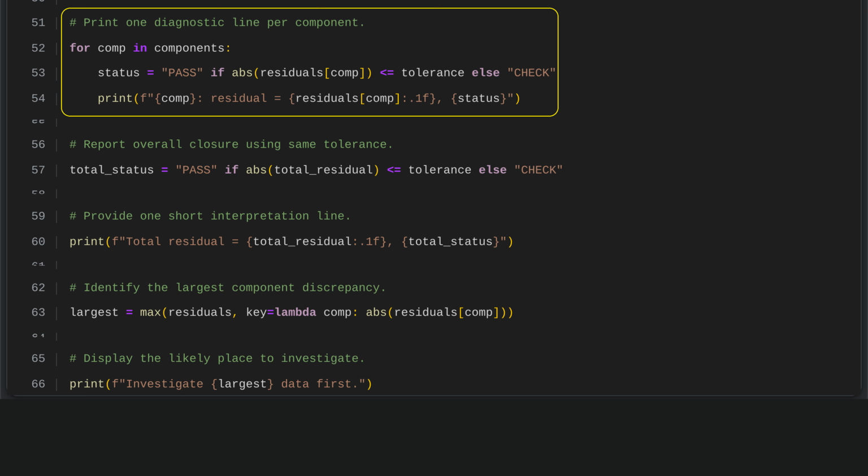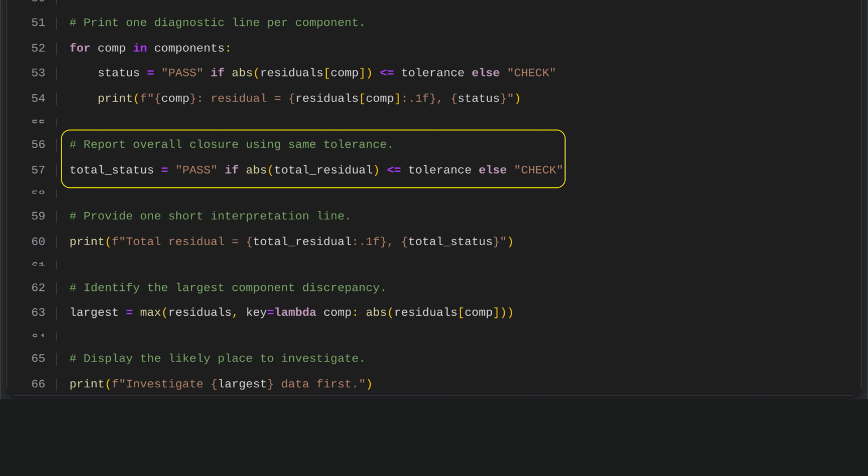The code checks each component's residual against a tolerance using its absolute value. Components within the tolerance are marked as passing, while those outside it are flagged for checking. It then reports each component's name, rounded residual, and status, so imbalances can be identified quickly.